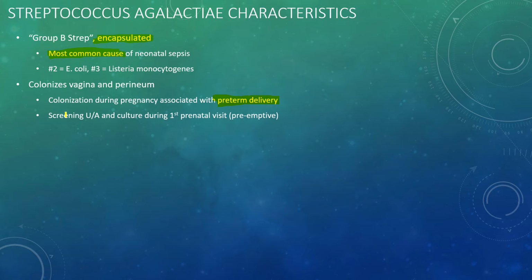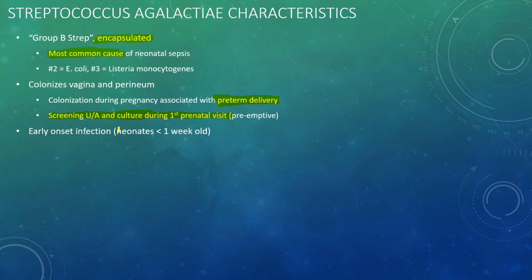And that's why you do a screening urinalysis and culture on the first prenatal visit, because you want to make sure there's no Group B strep or any other infection going on, which can cause further problems both to the mother and to the baby. So you preemptively test with a screening UA and culture and treat for any underlying infection. Remember, only in pregnancy do you treat asymptomatic bacteriuria with antibiotics.